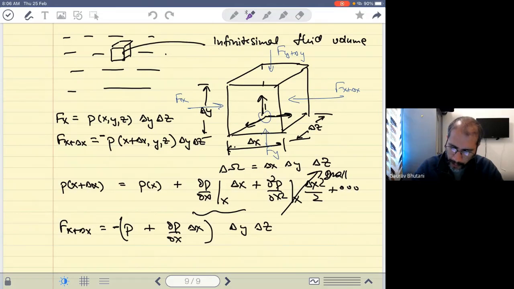Then we moved on to finding the relationship between the spatial pressure gradients and the forces acting on a given fluid element because of those pressure gradients, because we know that spatial gradients in pressure create forces. So we started with an element of size delta x, delta y, delta z.